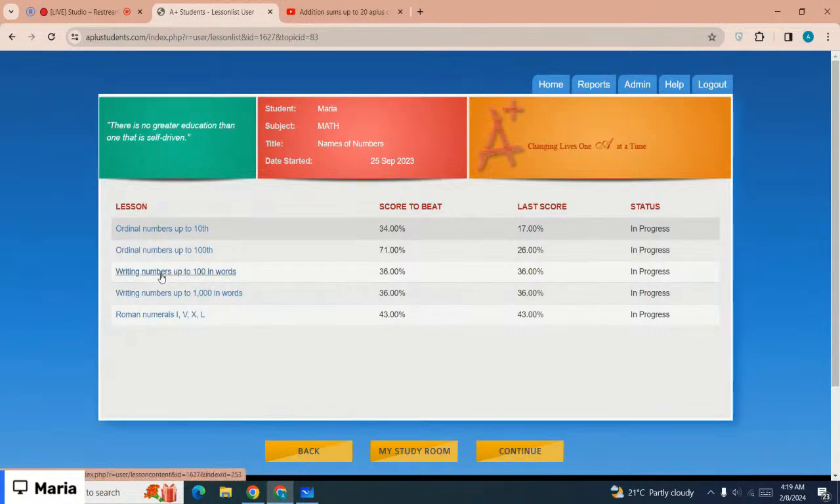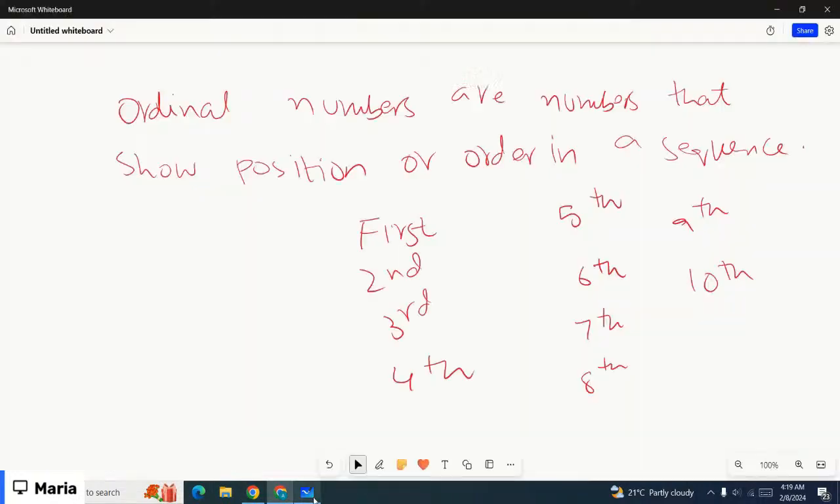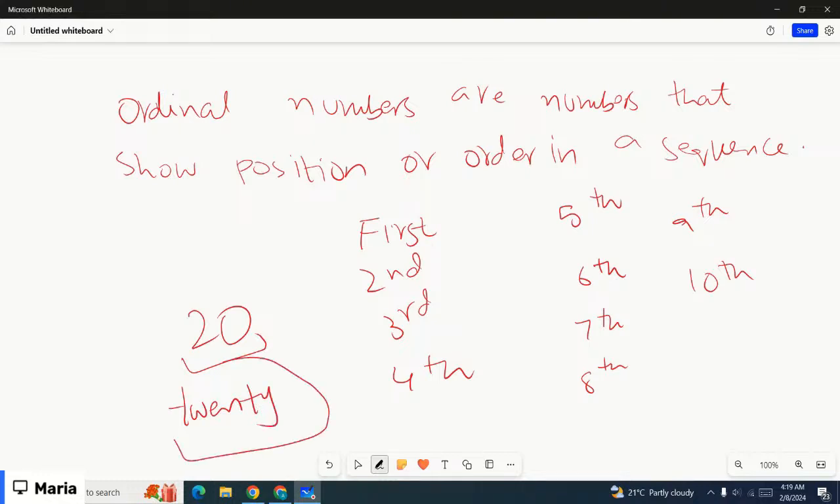that is writing numbers up to 100 in words. So, how do we write the numbers up to 100 in words? Like we can read the numbers, right? If you have the number 20, you can write it as 2 and 0, right? But you cannot read it as 2 and 0, you read it as 20, right? So that is the name of the number in words, right? That's how we read the numbers. Got it? So we all know how we read the numbers.